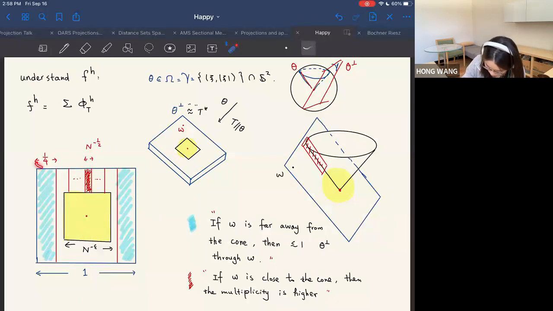So here we decompose it to 1/4 and then 1/8 and more, until we reach the width of n to the minus a half. So this will just be this part. And this red part has width n to the minus a half, and the thickness is n to the minus 1.